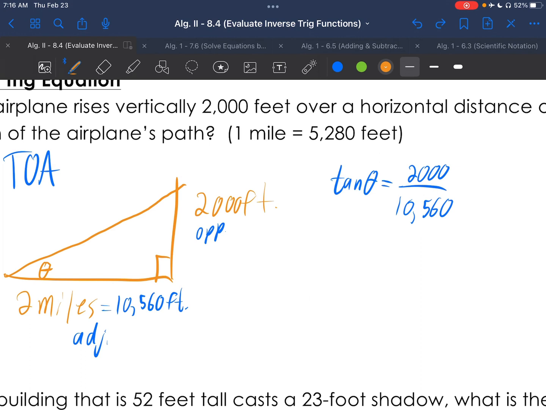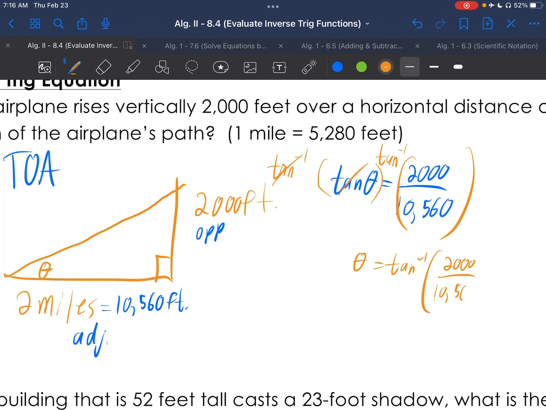So we have to undo tangent by doing inverse tangent, or you could call it arc tangent, as we talked about previously. They are the same thing. Inverse tangent and tangent undo each other, and now you're left with theta is equal to whatever the inverse tangent of 2,000 divided by 10,560 is. And the cool thing is, you can just type this into your calculator.